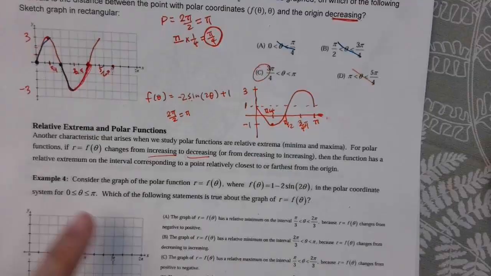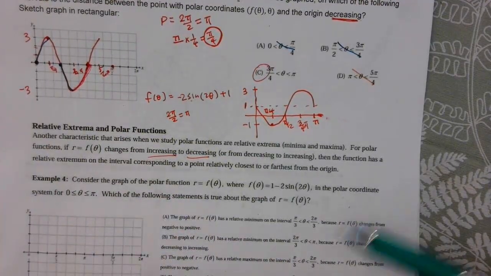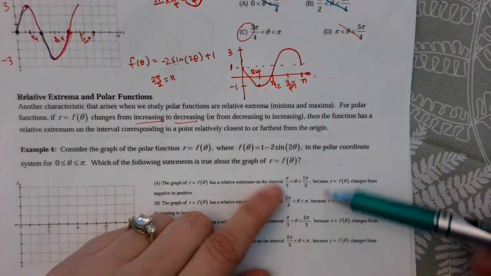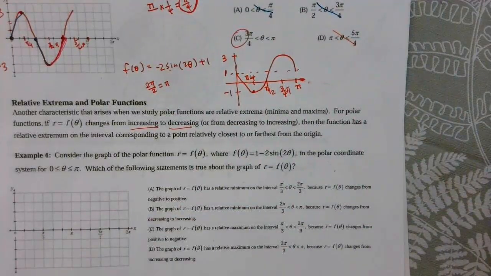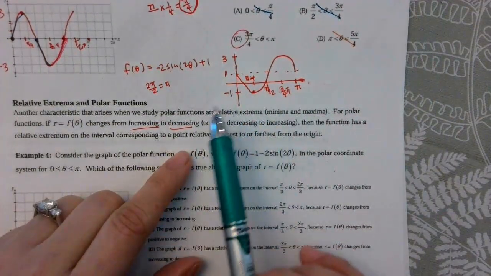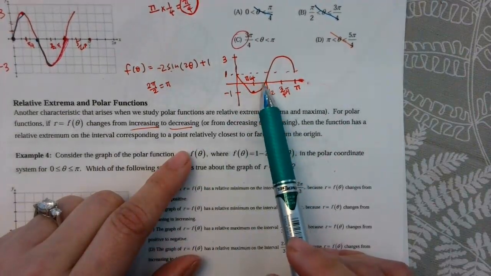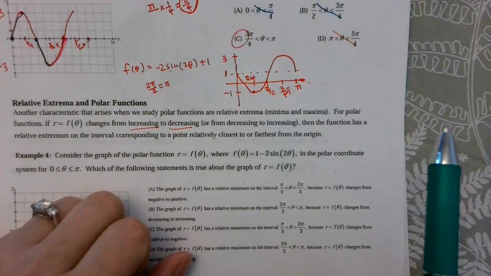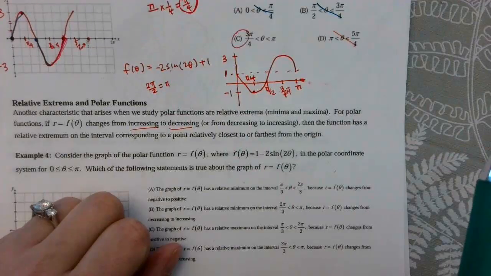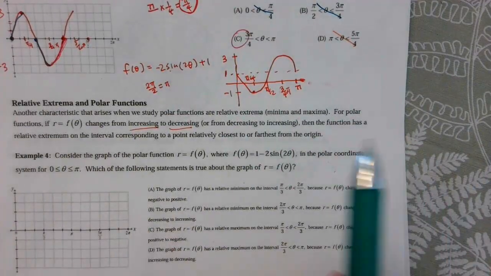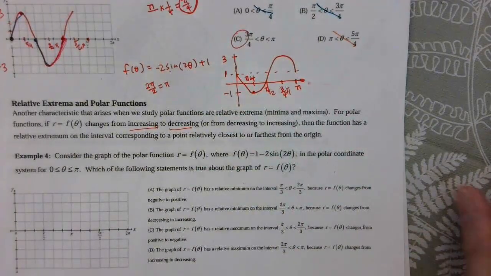In the polar coordinate 0 to pi, which of the following statements is true about the graph of that? I'm quickly glancing at my choices, and some of them have pi over 3, some of them have 2/3 of pi, which I don't have here, right? I'm assuming those are going to be my zeros, but I'm not sure exactly. So I am going to, let's see, just estimate where those are going to be, shall we?